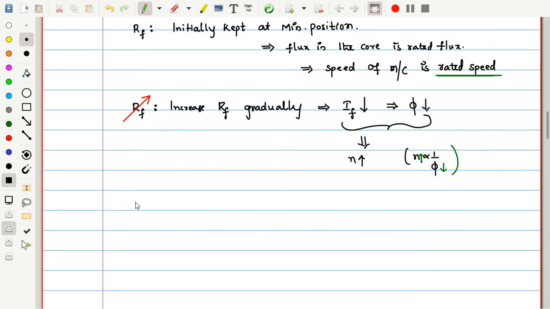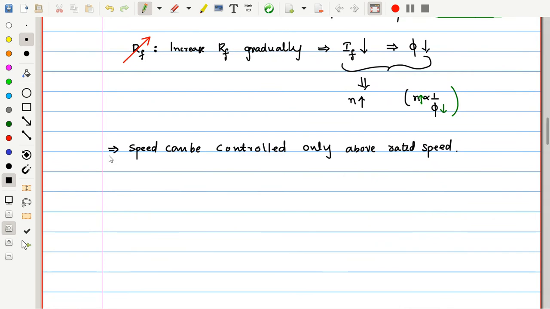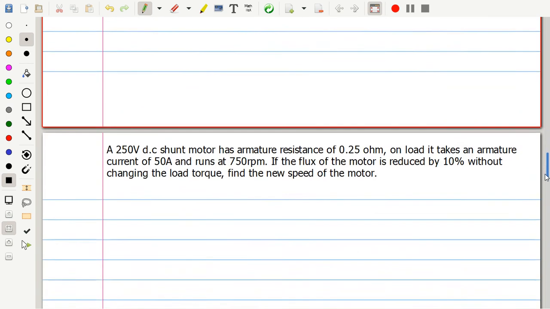In this method, the drawback is that the speed can be controlled only above rated speed of the machine. Why? Because one can reduce the flux, but one cannot increase the flux by this additional external rheostat. Once I add any resistance to this field winding, field current is going to be reduced, thereby the flux is weakening. So flux weakening is possible, but flux enhancement is not possible by adding a resistor. Thereby the drawback of this method is that we can control the speed of the motor only above the rated speed. So this is one important aspect of the speed control method of this DC shunt motor by using field flux control method. Okay.